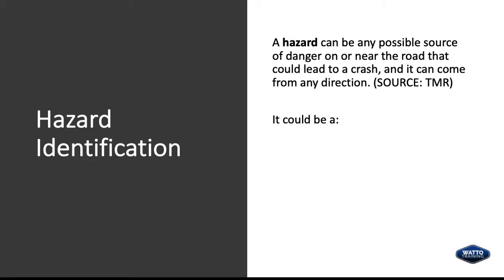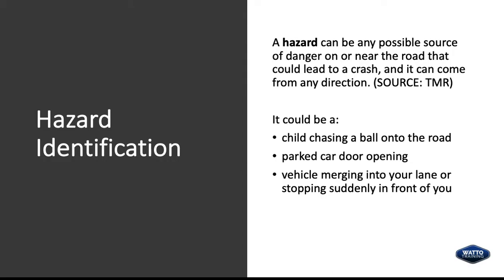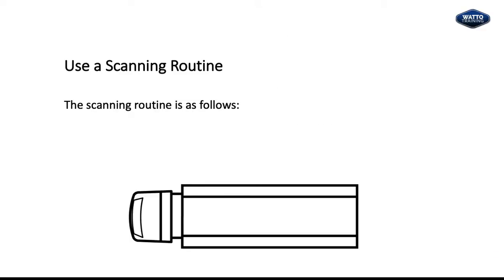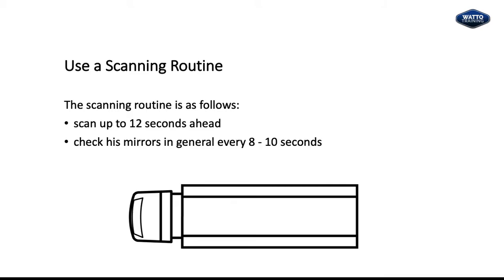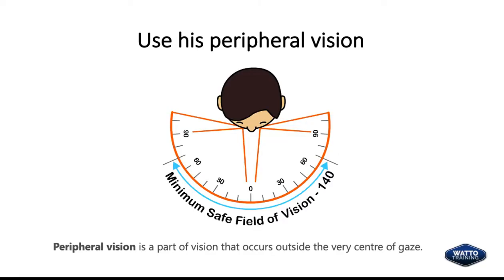A hazard can be any possible source of danger on or near the road that could lead to a crash, and it can come from any direction. It could be a child chasing a ball onto the road, parked car door opening, vehicle merging into your lane or suddenly stopping in front of you, slippery road surface after rain. The scanning routine is as follows. Scan up to 12 seconds ahead and check his mirrors every 8 to 10 seconds. That's just in general. Keep his eyes on the move and use his peripheral vision.